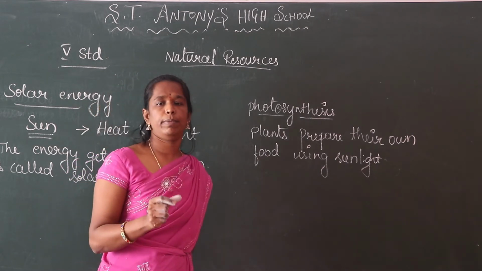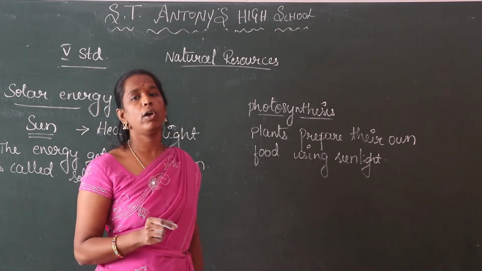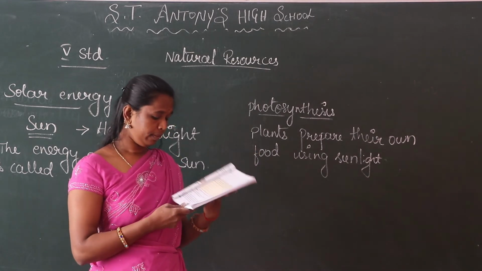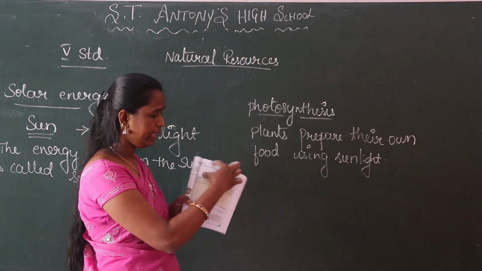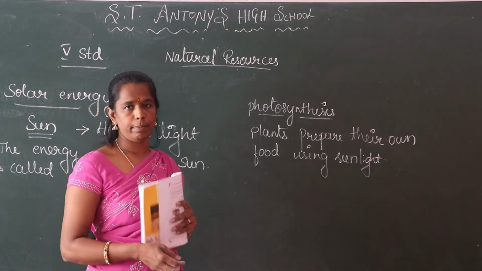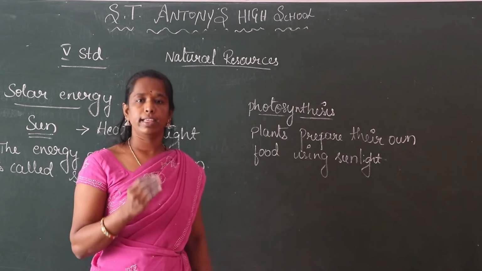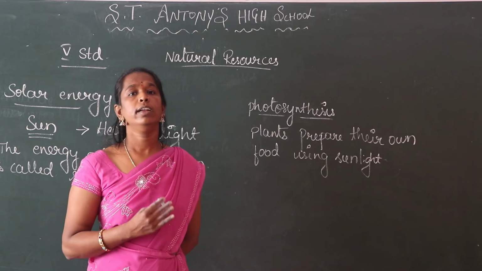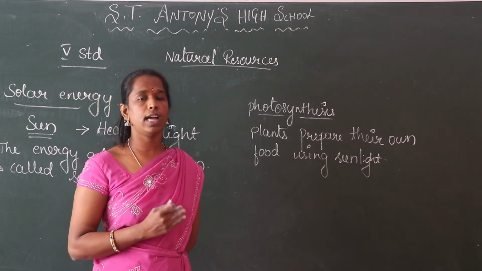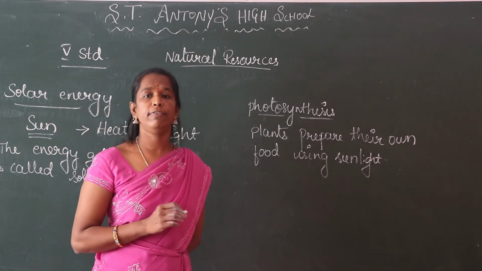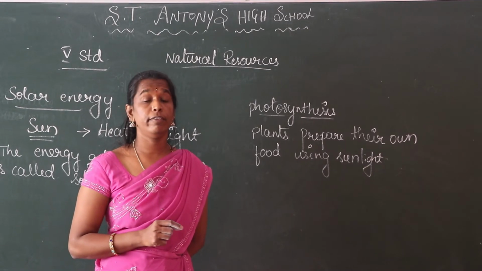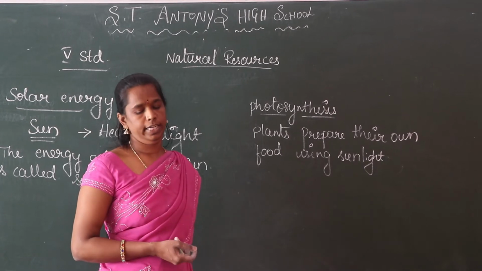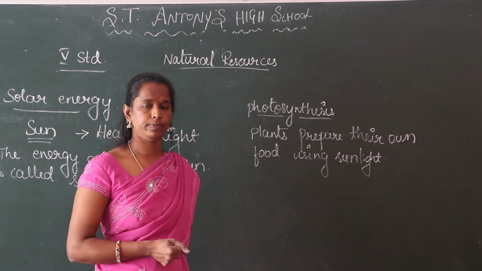Write these examples, and including your own examples, write them in the column for solar energy on page number 63. I will tell you. For example: solar cooker, solar dryer, solar cell phone, solar charger, solar powered fan, solar chimneys, solar heater, and dryer also.